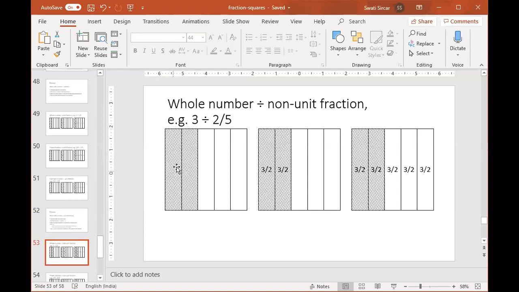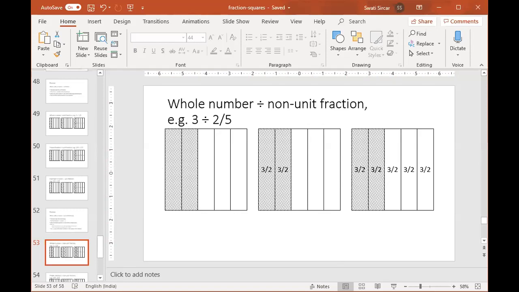So 3 has to be put equally into this. So naturally it will be 3 by 2 in each. So that's 3 by 2, 3 by 2. And then the whole plate needs to be filled up that way. And that's what has happened. So the resulting amount in the whole plate is 3 by 2 times 5, or in other words, 3 times 5 by 2.